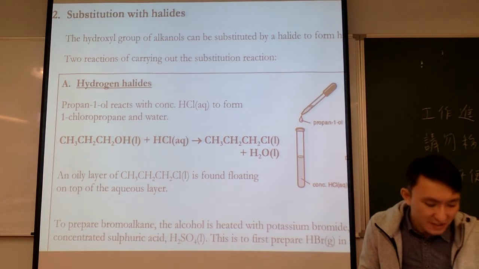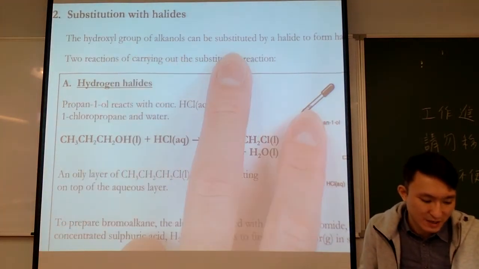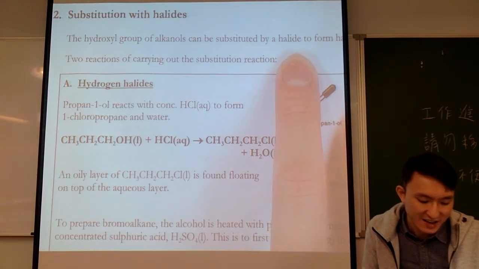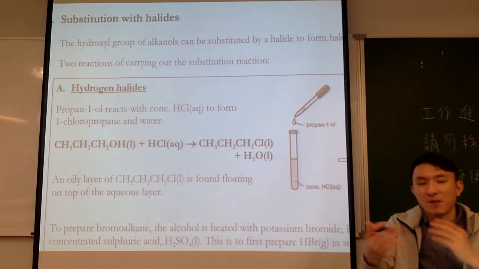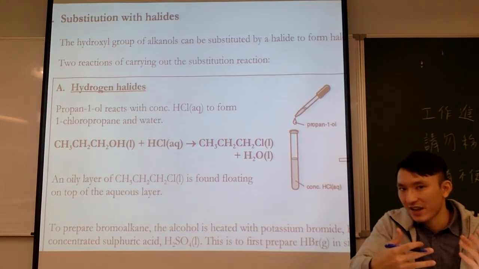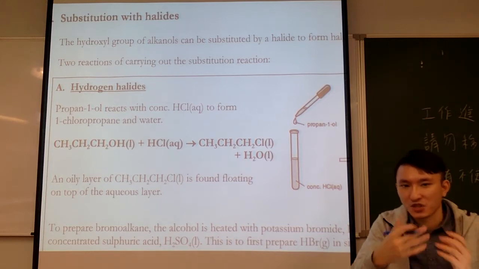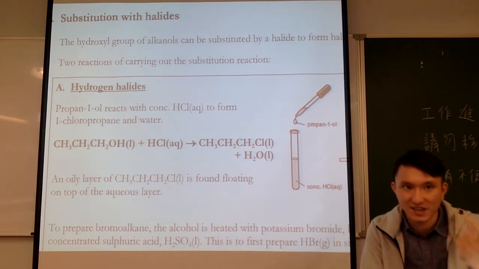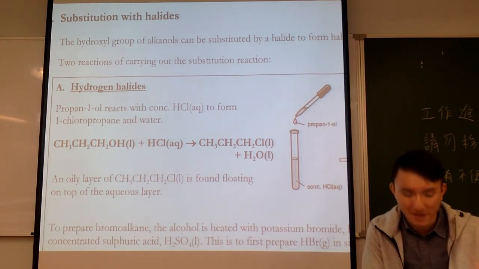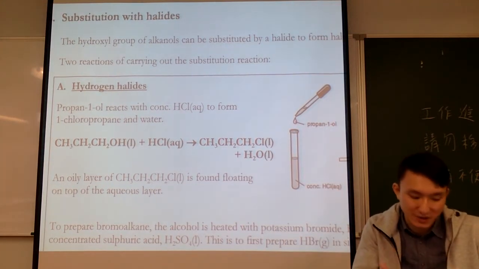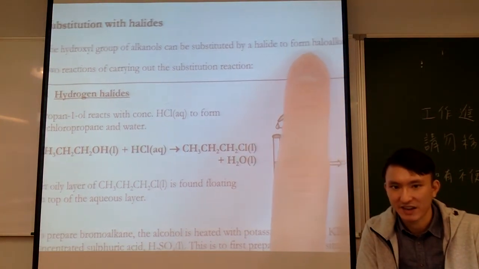Here, for alkanol, the hydroxyl group can be substituted by a halide ion to form a haloalkane. So it's quite like the opposite of what we just learned about haloalkane, how to replace the halogen by a hydroxyl group, forming alcohol. But here, we are trying to do the reverse, right? We try to convert the alcohol back to a haloalkane, right?